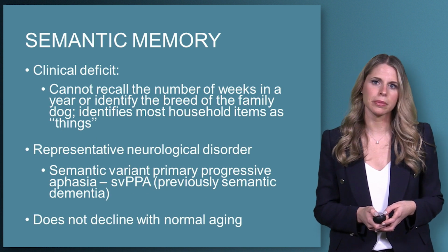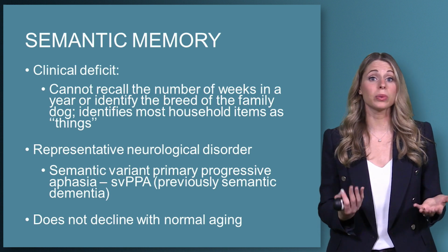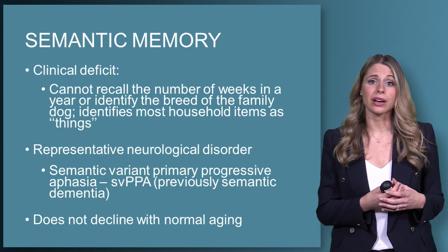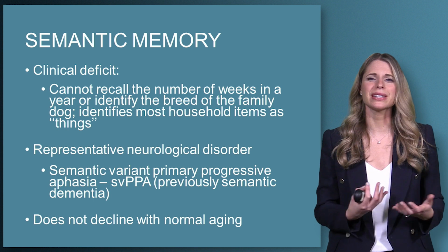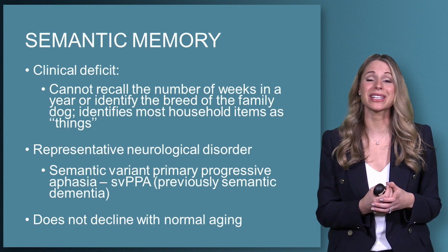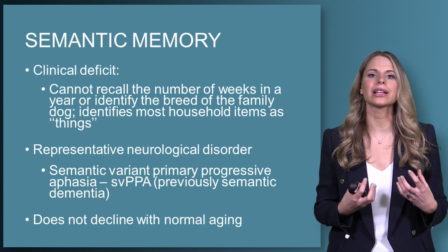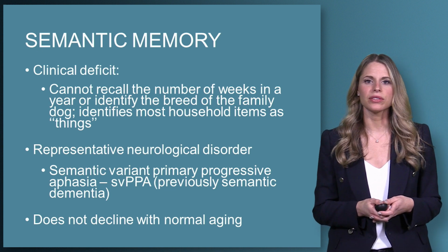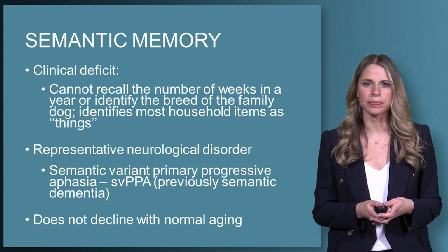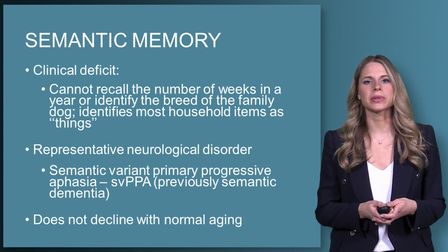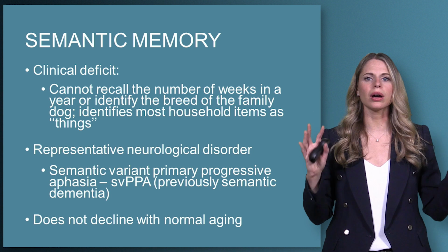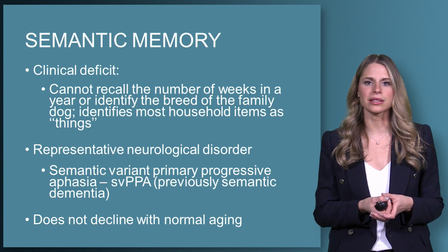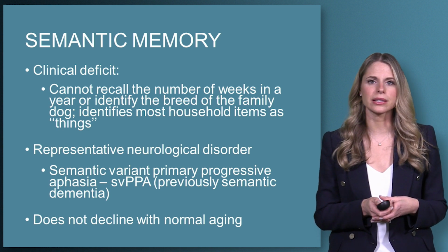A clinical deficit in semantic memory would be not being able to remember the number of weeks in a year, for instance, or to identify the breed of your family dog, where you might have known that information previously. People with semantic memory issues tend to refer to most household items as things because they can't recall exactly what they are. And a representative neurological disorder would be the semantic variant of primary progressive aphasia. Its previous incarnation was as semantic dementia, and it's under the broader umbrella term of frontotemporal dementia. And we'll review this more in some of the in-class lectures, as well as in some of your readings.